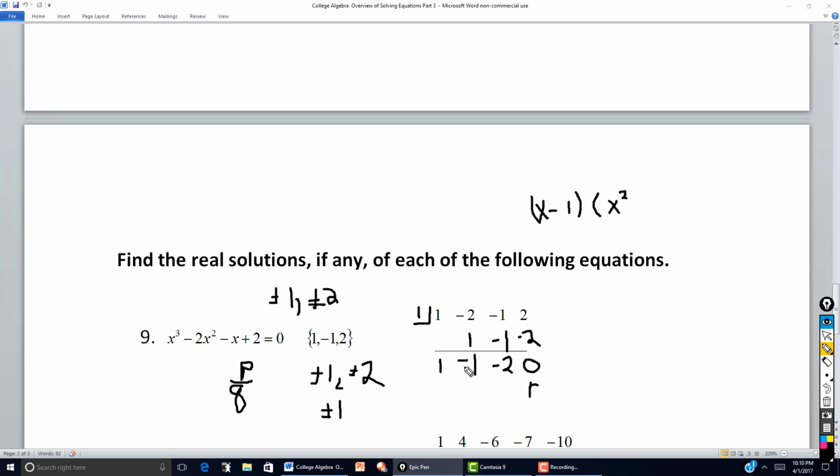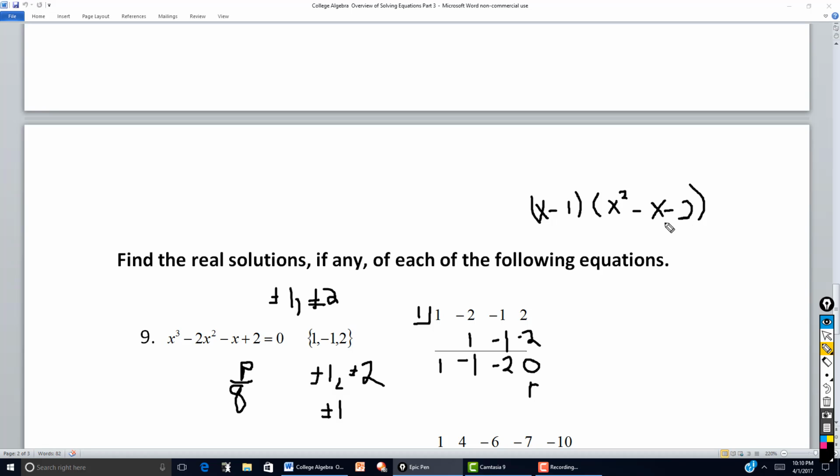And then, so it goes in descending powers again. Instead of an x cubed, it reduces to x squared. So x squared minus x minus 2. So by just doing this synthetic division right here, I factored this cubic polynomial into x minus 1 times x squared minus x minus 2.